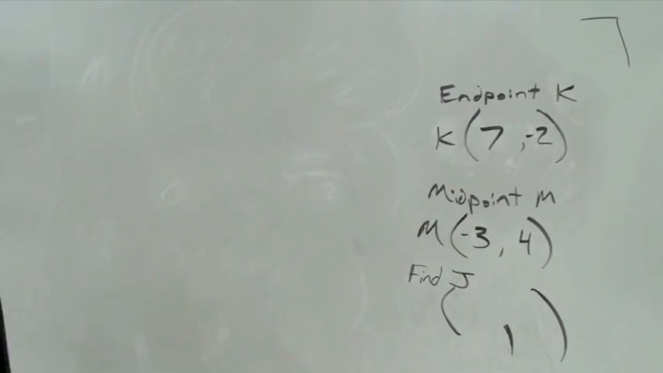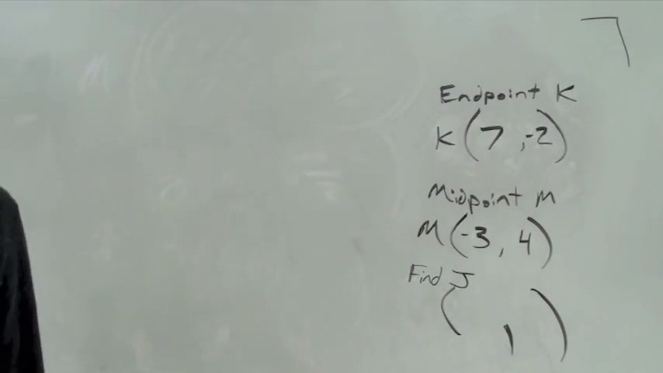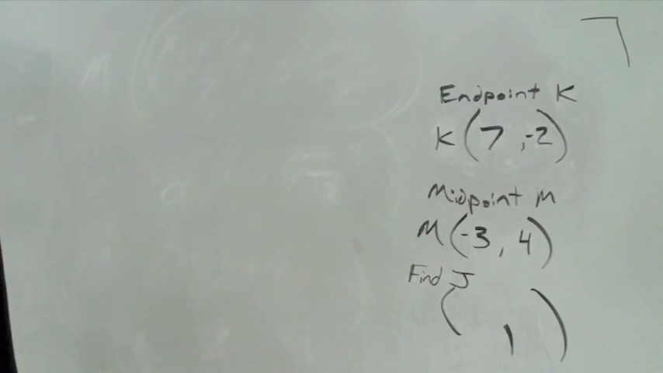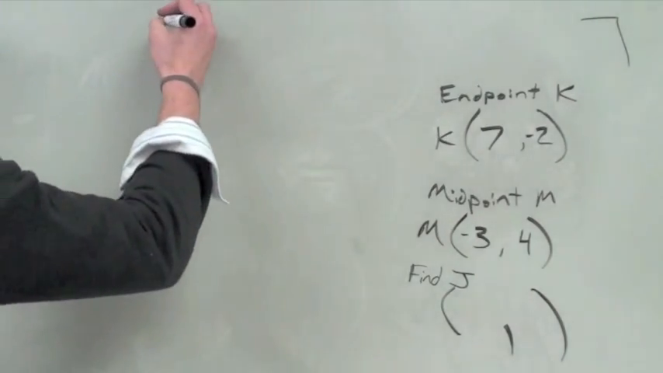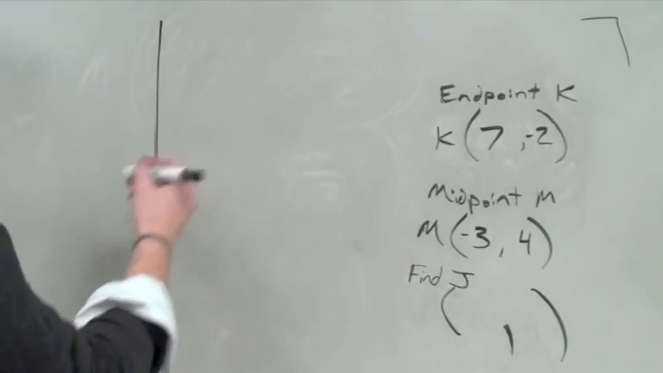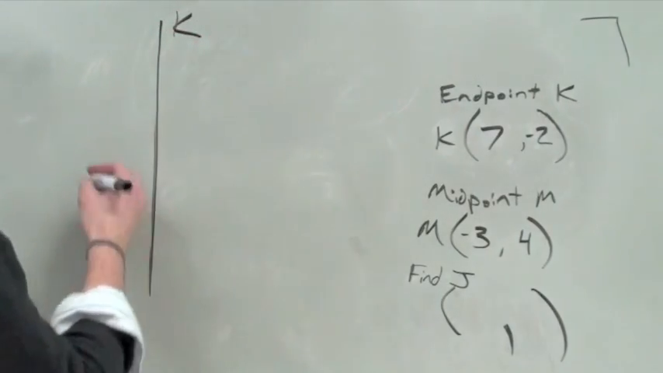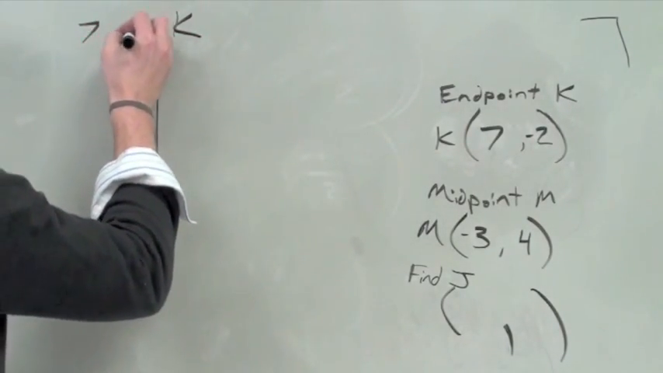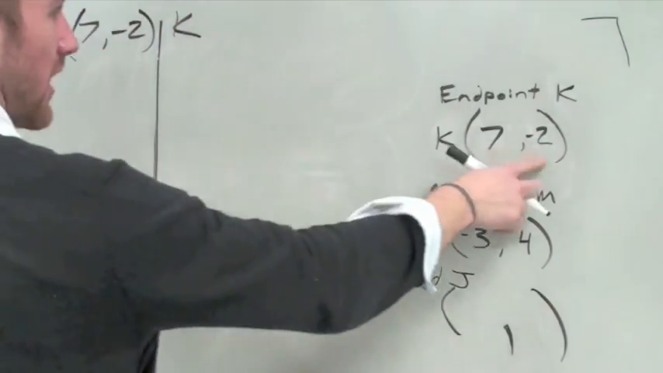Now, I'm going to show you I think it's the easier way. You can use whatever way you want. This is another way to find an endpoint when you have one endpoint and the midpoint. Okay? You just draw a straight line. We have endpoint K, so we write it up there. It's at 7, -2.